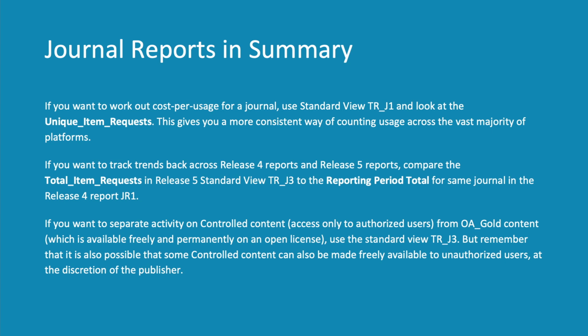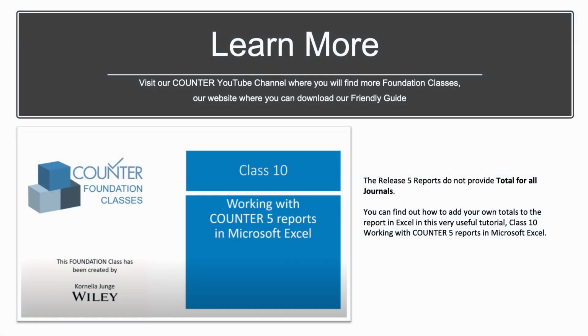If you want to separate activity on controlled content, access only to authorized users, from OA Gold content, use the Standard View TRJ3, but remember that it is also possible that some controlled content can be made freely available to unauthorized users at the discretion of the publisher. The Release 5 reports do not provide a total for all journals. However, it is not difficult to add this in Excel once you have opened the report.